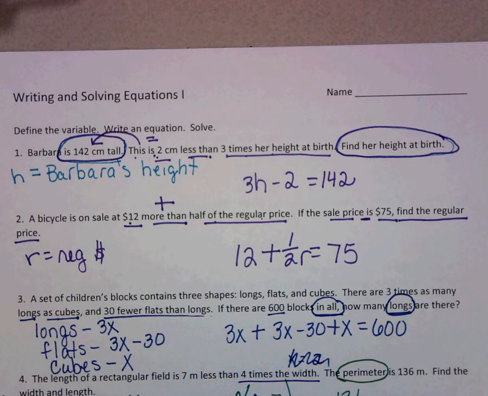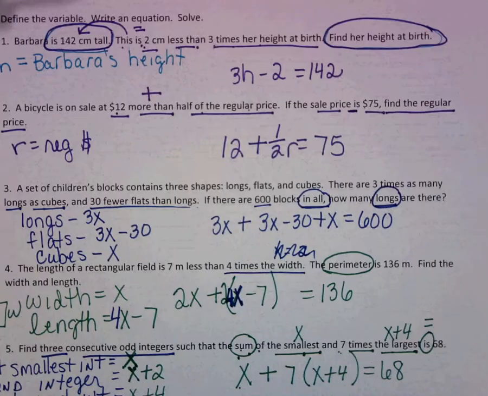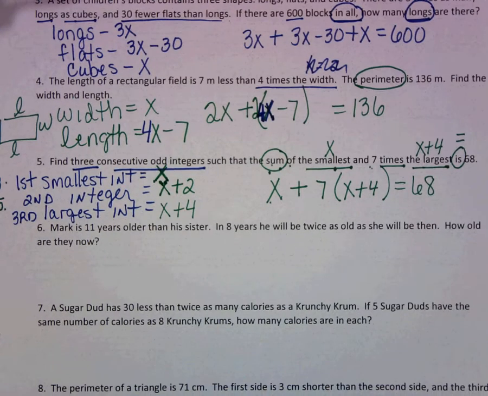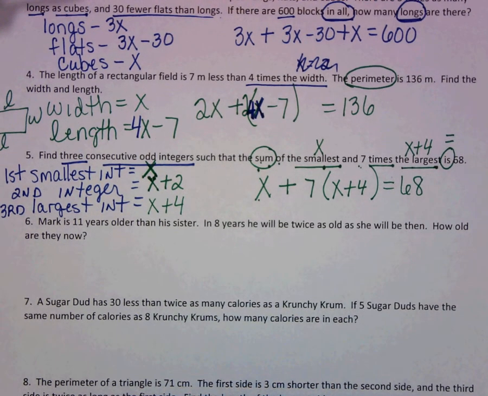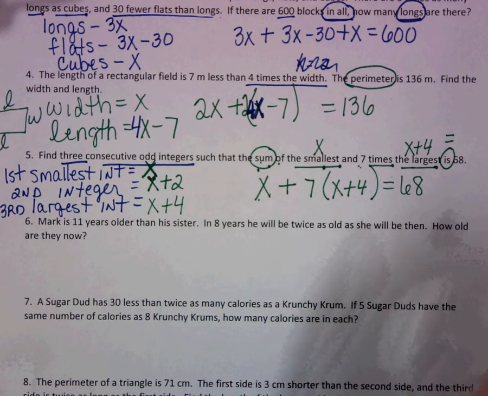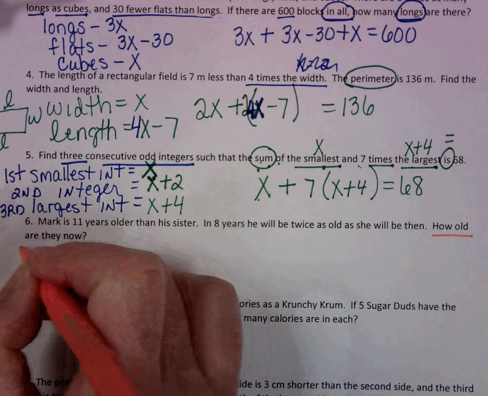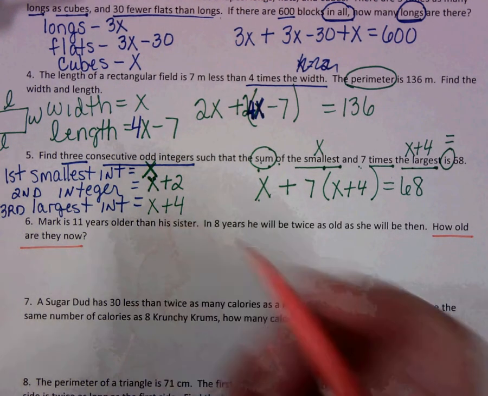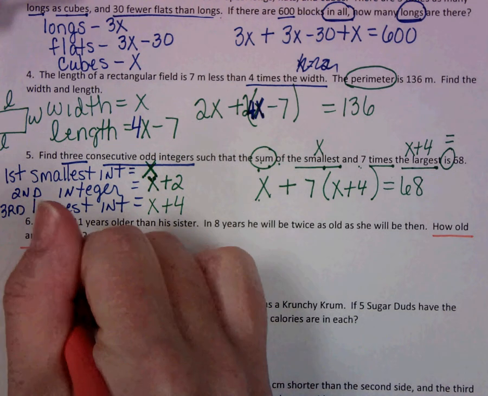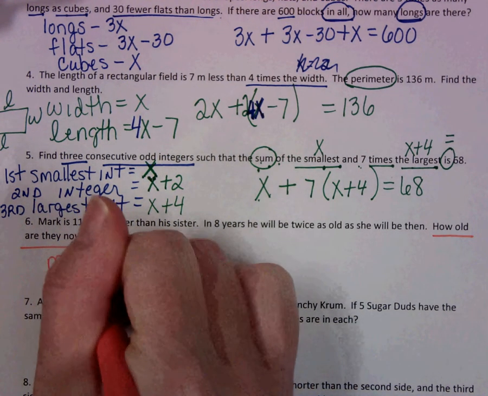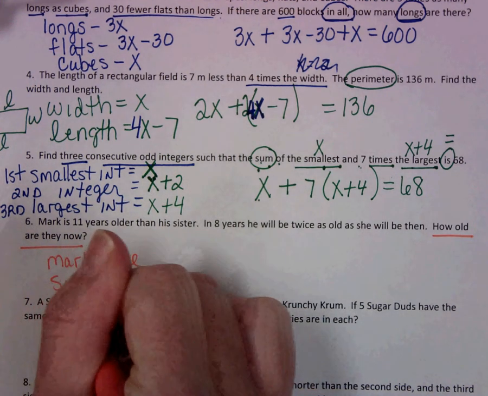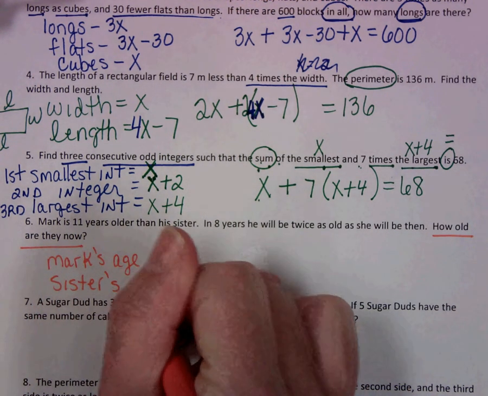Okay, most of us did number 3 together, number 4 together, and number 5 together. So I'm going to move on past those. Okay, number 6 gave a lot of people trouble, and it was a little difficult based on how it was worded. So first of all, it says, how old are they now? Okay, so that's cluing us in on what our unknowns are. We do not know Mark's age, and we do not know the sister's age.